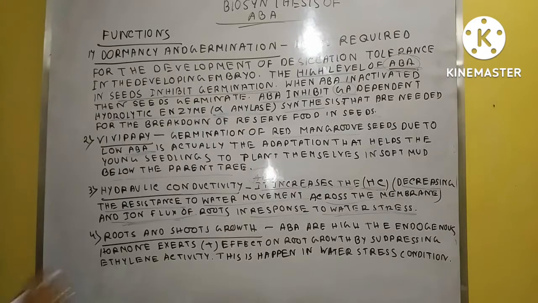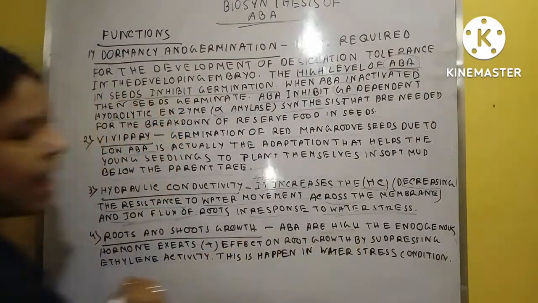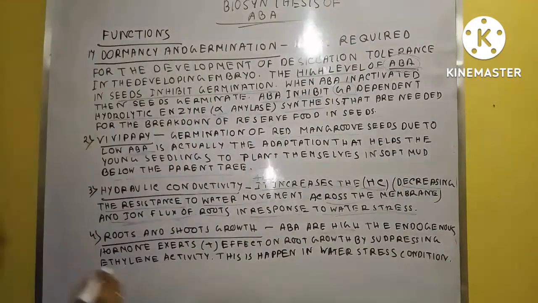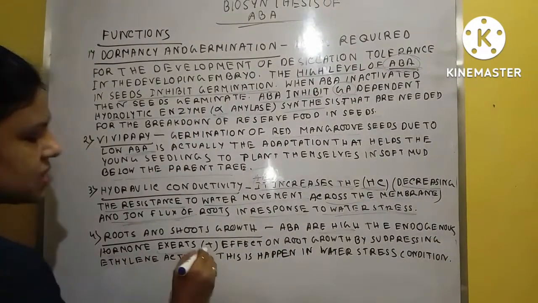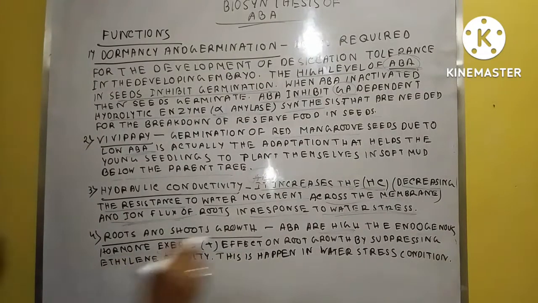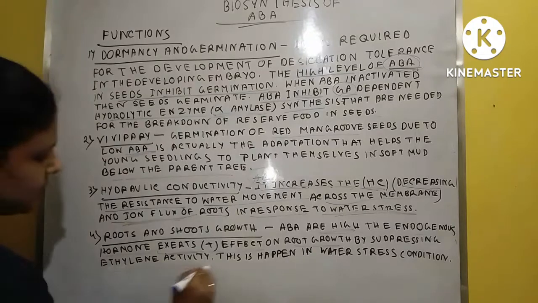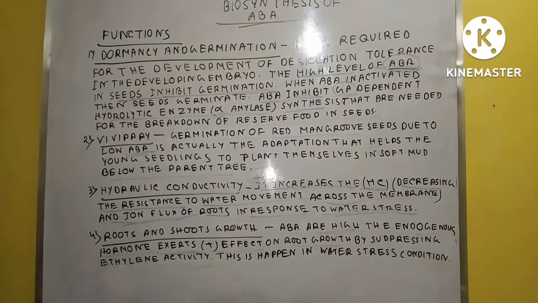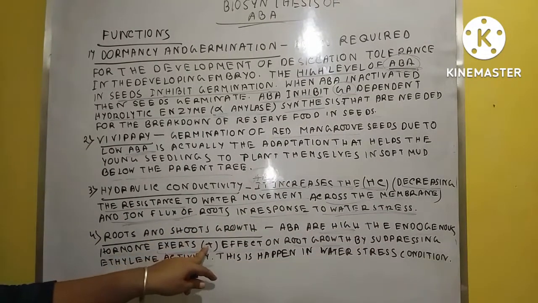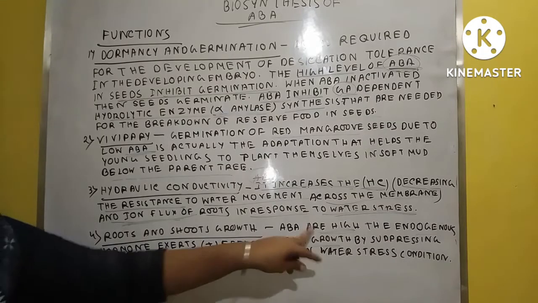The last one is root and shoot growth. ABA obviously has an impact on root and shoot growth. When ABA becomes very high, it is the endogenous hormone that exerts a positive effect on root growth, by suppressing the ethylene activity. So when ABA becomes very high, the endogenous hormone exerts an actual positive effect on the roots to grow.